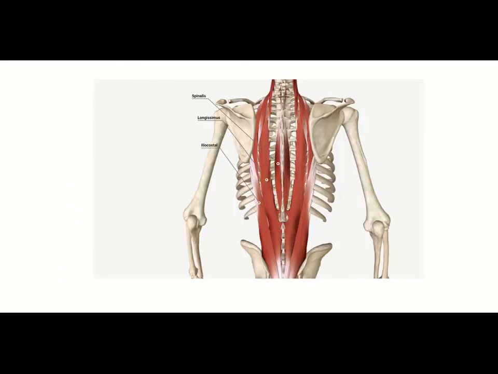So again, the erector spinae group is responsible for lateral flexion, rotation, and extension of the spine or the vertebral column at each segment, and it's innervated by the dorsal primary divisions of the spinal nerves.